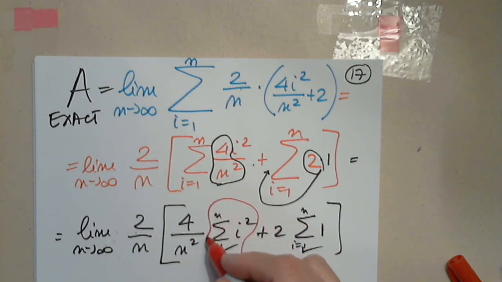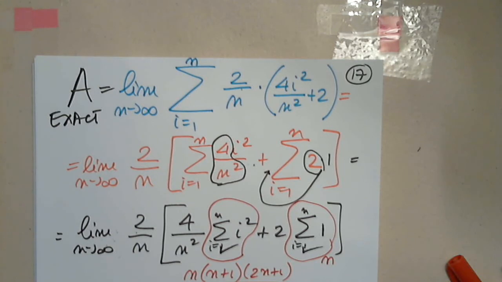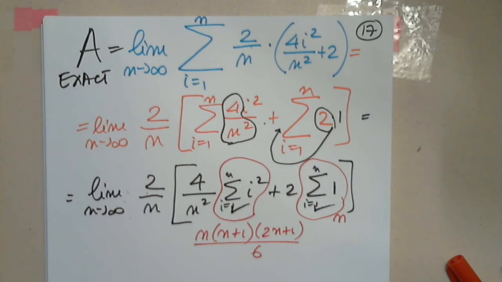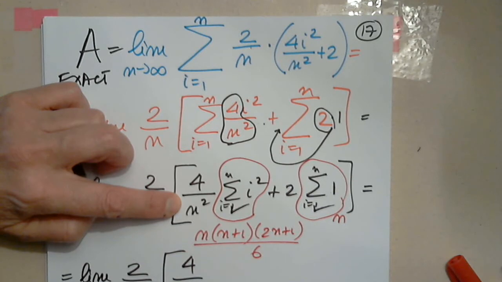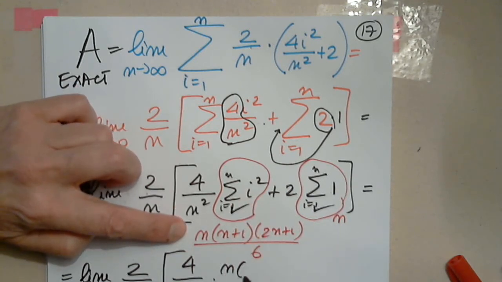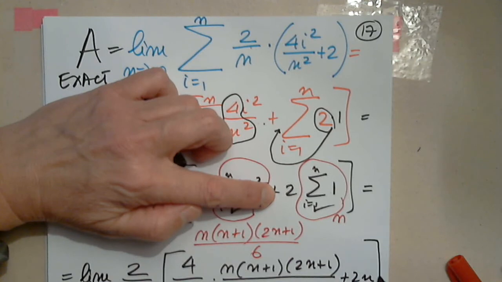This will be replaced by the ugly one, n plus 1, 2n plus 1 over 6. And this will be replaced by the nice one. So now I continue. Limit as n approaches infinity of 2 over n, still in brackets, 4 over n squared times this, n plus 1, 2n plus 1 divided by 6, plus 2n. And close the bracket.